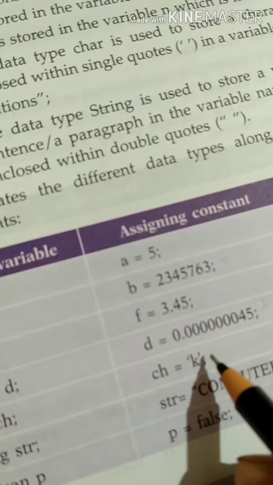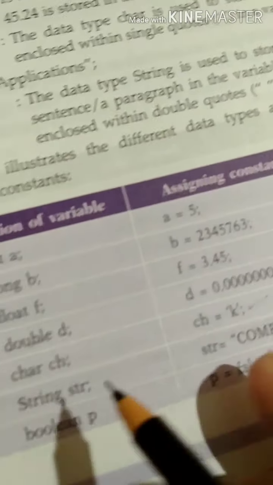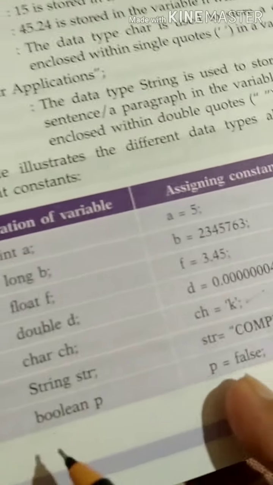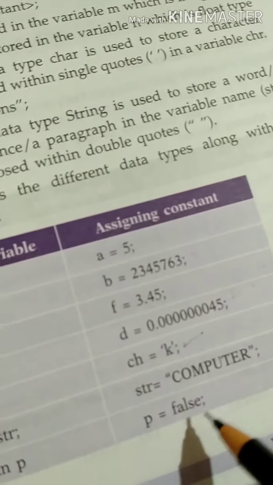A character will display a single character. A string will show as a string value, and boolean is either true or false, equal to false, as written here.